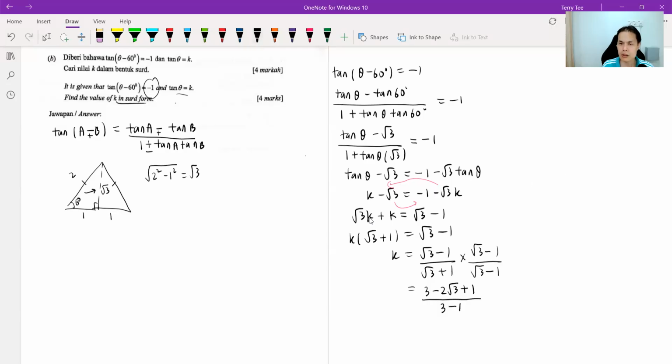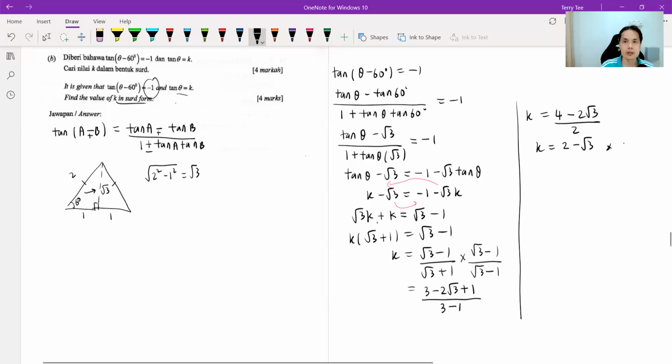Okay, I better continue here. It's easier to see if I write over here. Now I'm left with 3 plus 1 is 4, minus 2 surd 3, over 2. When you divide by 2, 4 divided by 2 is 2. 2 divided by 2 is 1. So your k is 2 minus surd 3. All right.